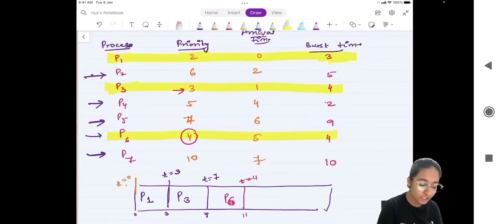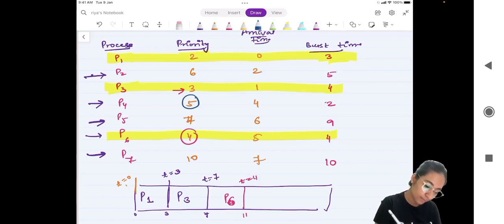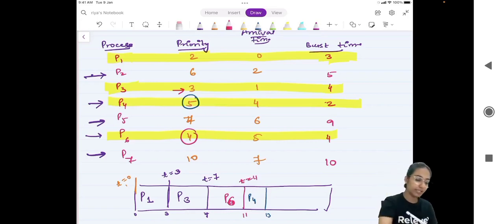Next, no new process came in, and with the available processes, we can say that P4 was basically having the highest priority with the burst time of 2. So this is 13 and this is P4, and now this process is done as well. Okay, see, it is non-preemptive, so nothing is interrupting the execution of the current process.